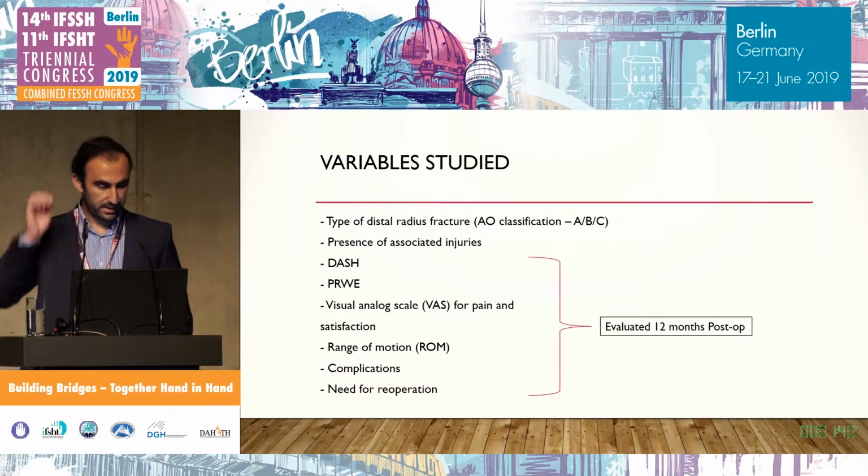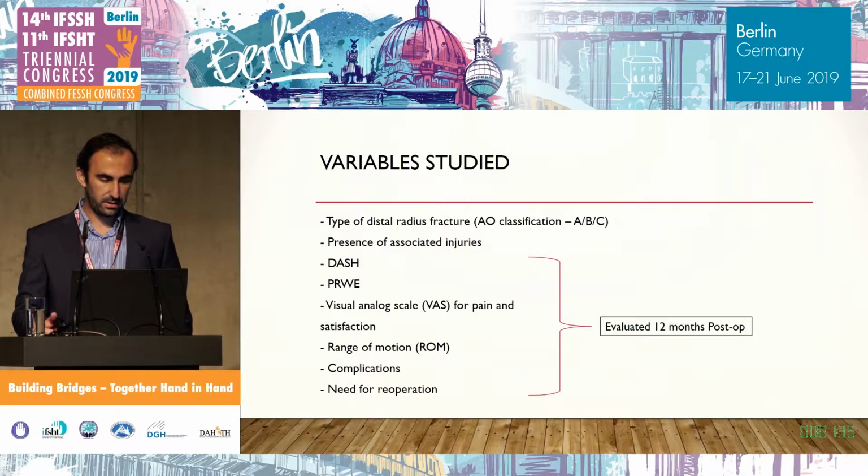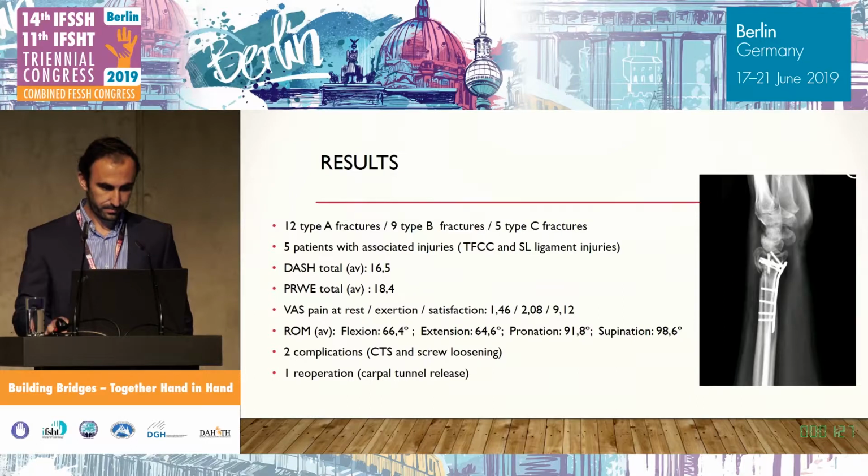We studied all these variables: the type of distal radius fracture according to the AO classification, the presence of associated injuries, and then the DASH scale, the PRWE. We used the visual analog scale to measure pain at rest with exertion and the satisfaction with the procedure, range of motion, complications, and the need for reoperation.